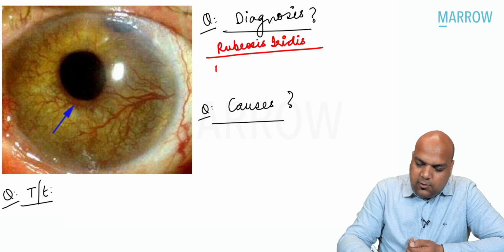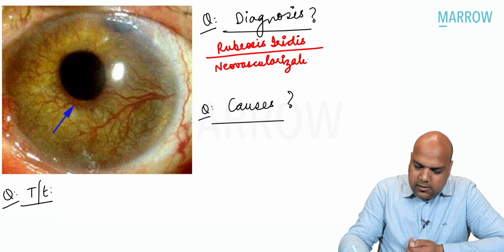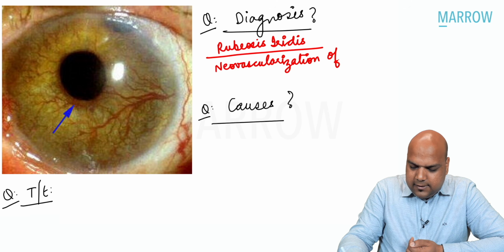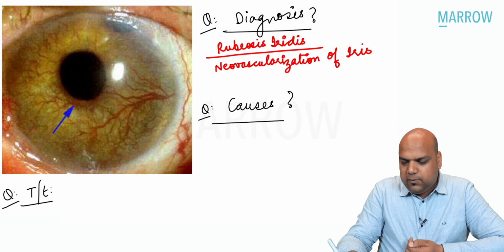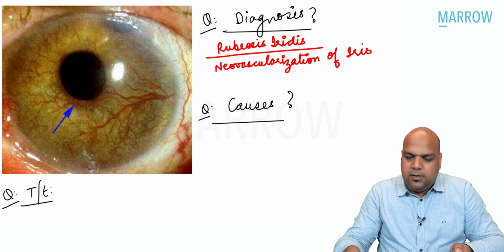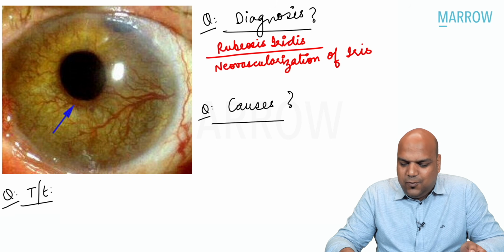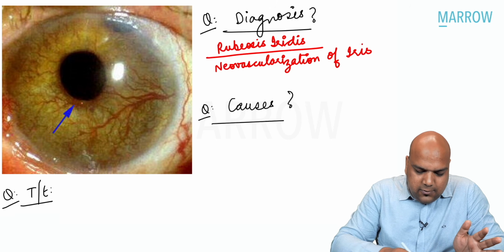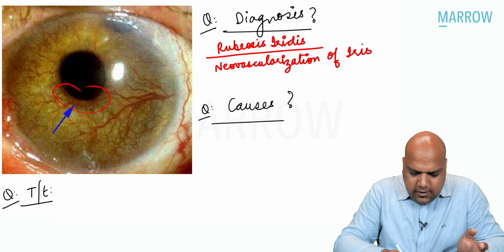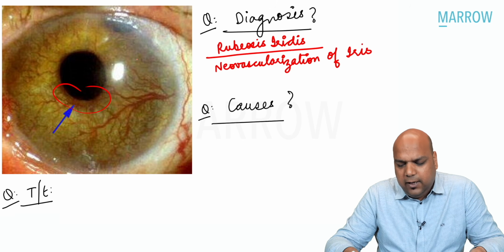Rubeosis iridis is also known as neovascularization of iris. Rubeosis is derived from the word rubor. Rubor means red, red means blood. Neovascularization of iris, rubeosis iridis. Am I clear about this? Can you see this new bunch of blood vessels here everywhere, almost all over the iris? You can see.